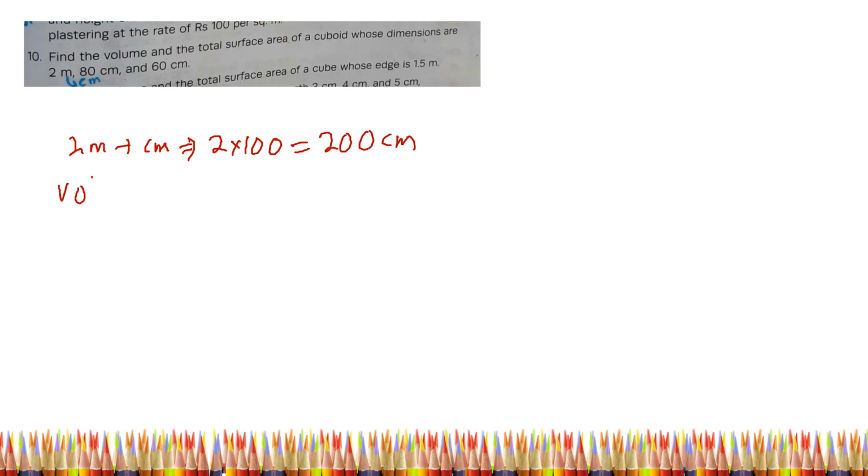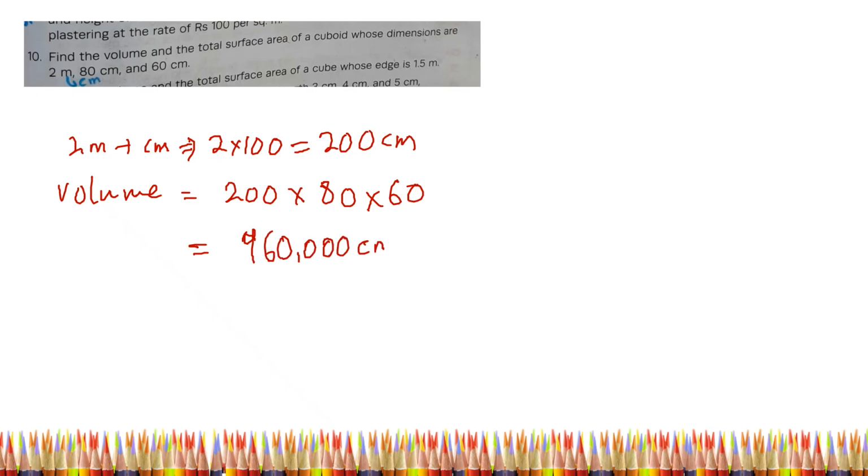Now for volume we multiply these three dimensions together. That is 200 multiplied by 80 multiplied by 60. Now when we multiply 200 with 80 and 60, we get 960,000, and the unit is centimeter cube. Now if you want to convert this into meter cube, you can divide it by 1 million. That's your choice.